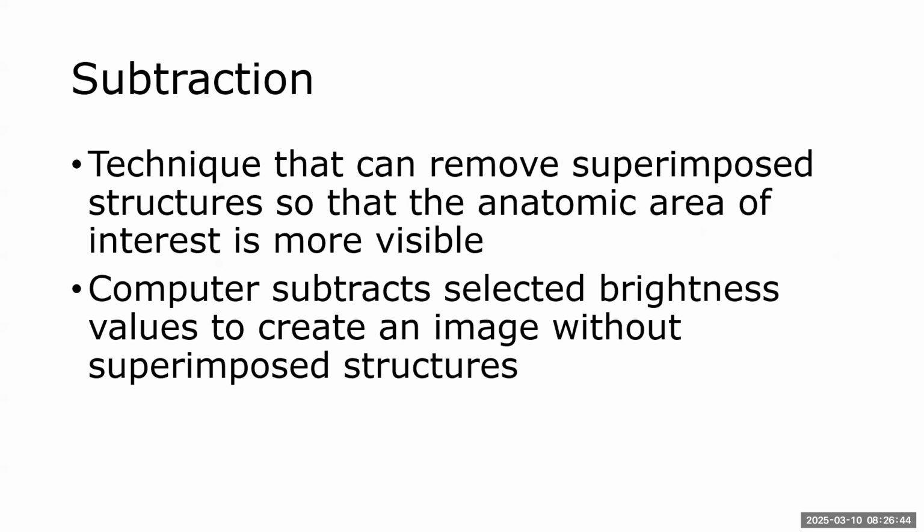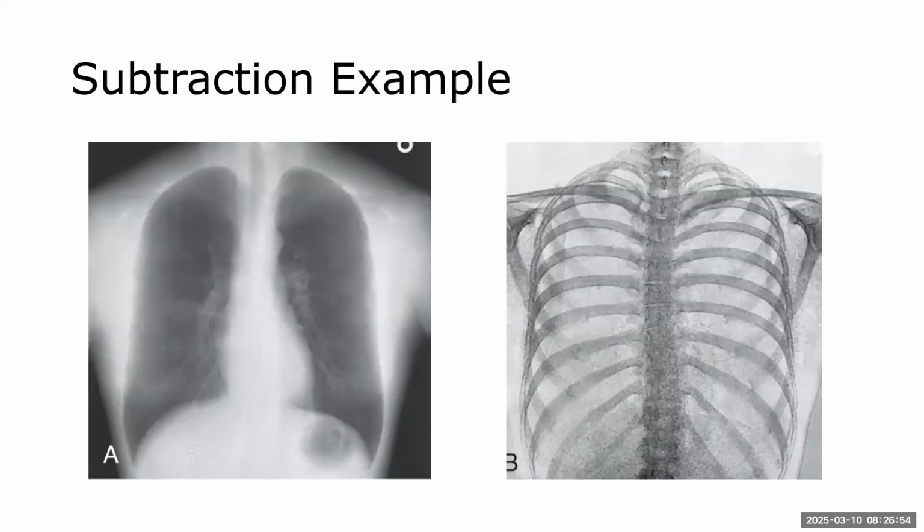Subtraction we talked about already with fluoro, but it's a technique that can remove superimposed structures. It basically subtracts out the brightness values that it doesn't want to be a part of the image. So for example, you can see that on the left, all of the bony structures have been subtracted out, and on the right, the soft tissue structures have been subtracted out.